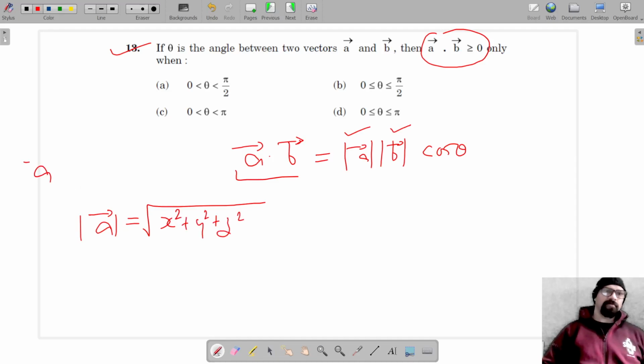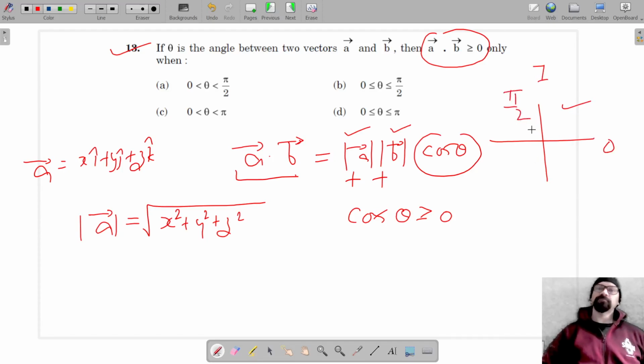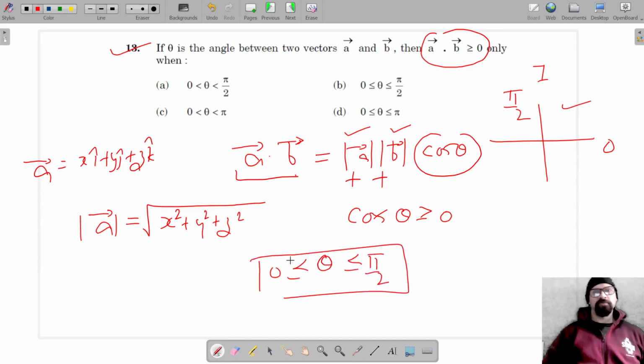If the vector A is, let's say, xi cap plus yj cap plus zk cap, then the magnitude will always be positive. Now for the dot product to be greater than or equal to 0, cos theta should be greater than or equal to 0. Cos theta is greater than or equal to 0 in the first quadrant, that is, cos 0 is 1 and cos 90 is 0. So that means theta should be greater than or equal to 0 and less than or equal to pi by 2, which gives us option B to choose.